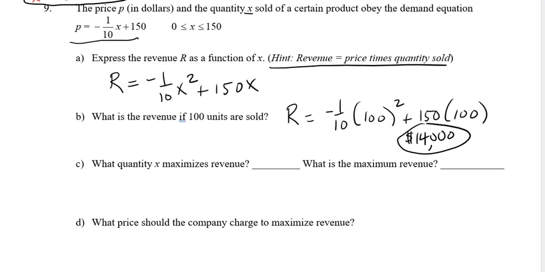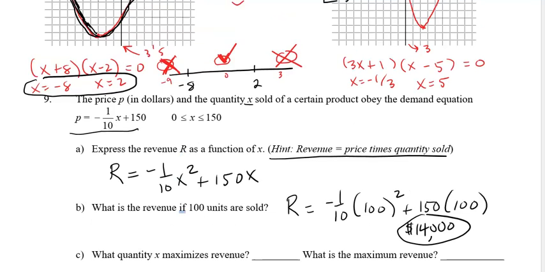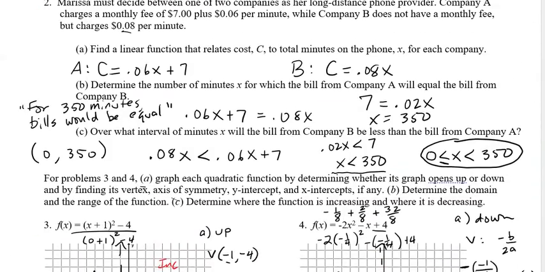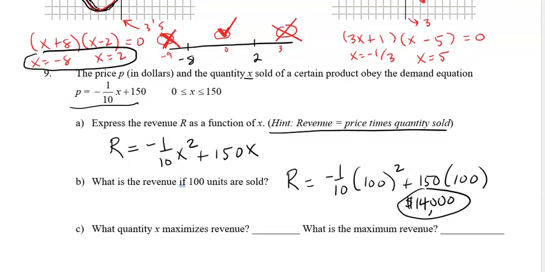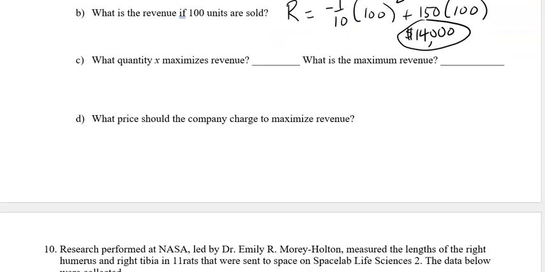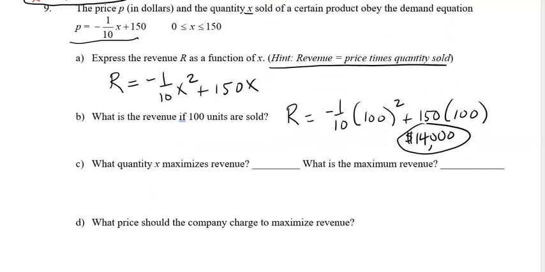What quantity X maximizes revenue? So again, this is really, if you want to go back and make a connection, this is what you did on numbers 5 and 6. How did you find the maximum or the minimum? So it's the same thing. So we need to find the vertex. So the opposite of b over 2 times a.